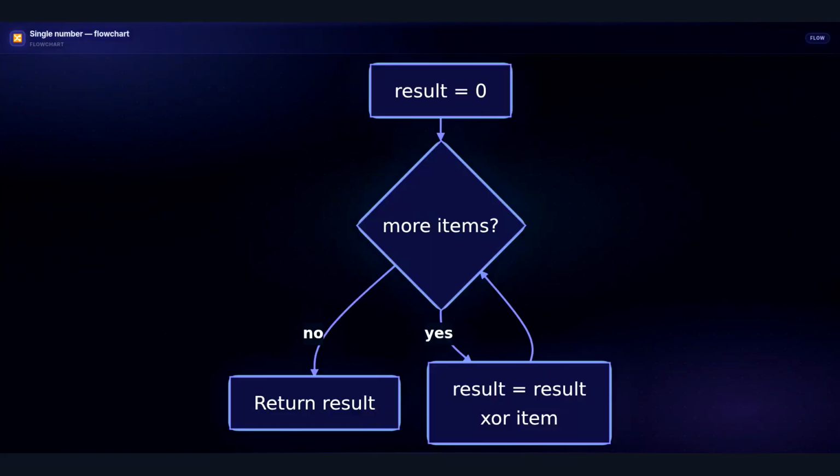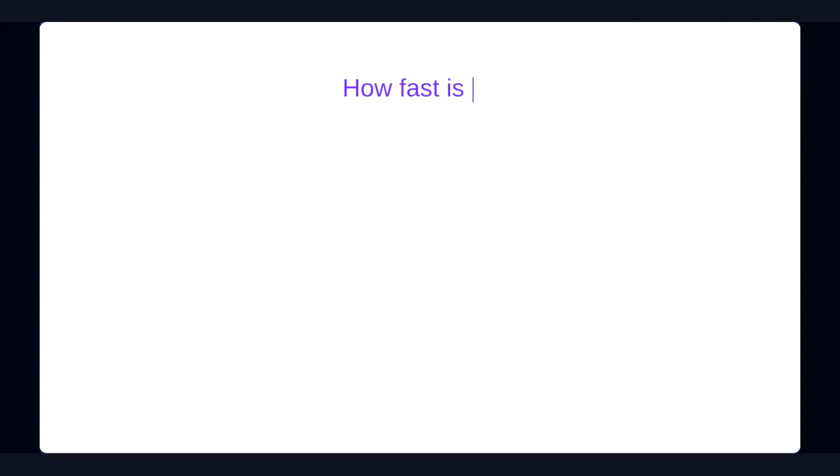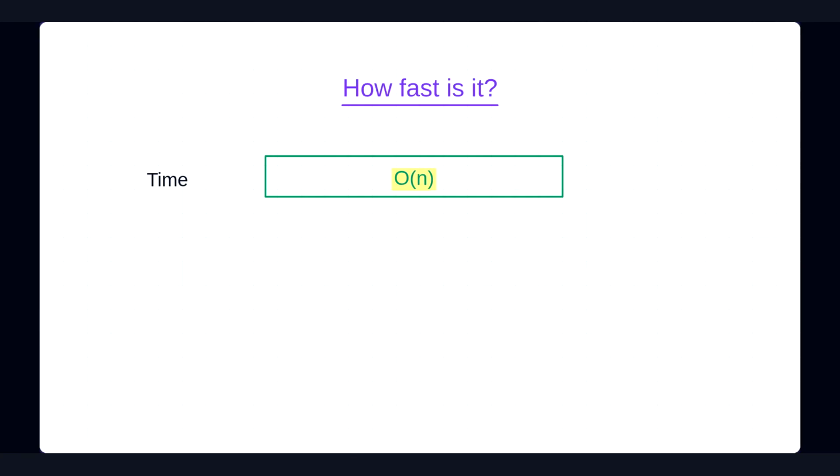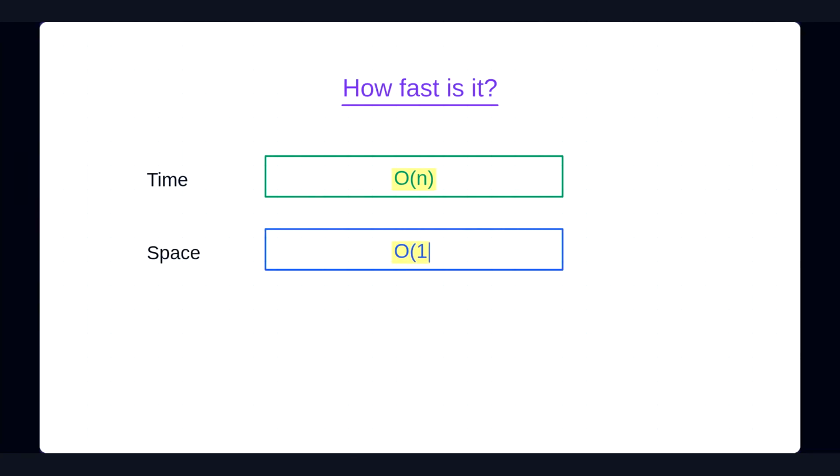We start the result at 0 and XOR each item into it. Paired values cancel, and when the items run out, the result is the loner. We pass over the list once, so O(n) time, and we keep a single accumulator, so O(1) space. A hash set approach would also work, but would cost extra memory.